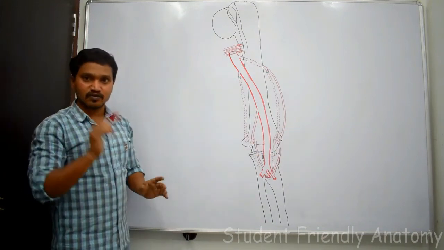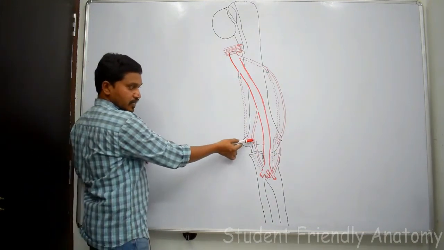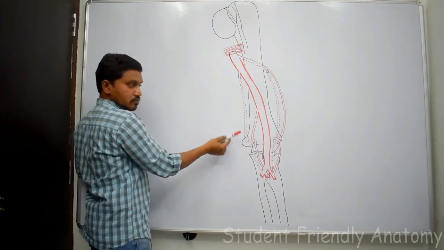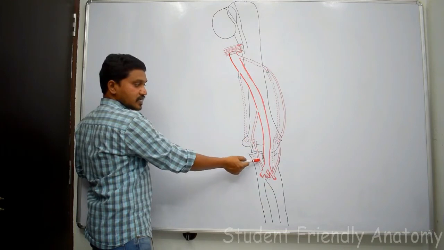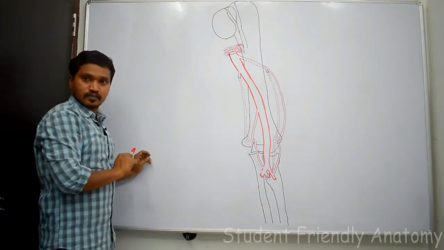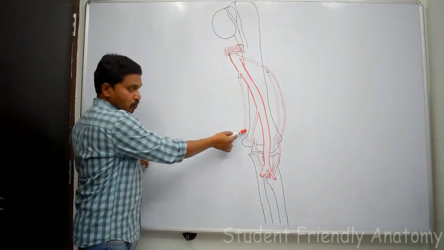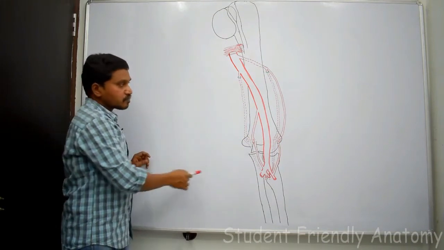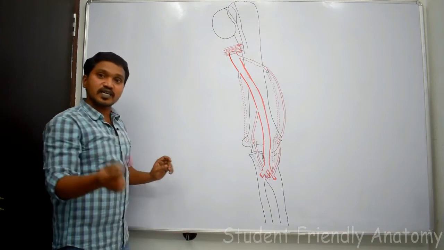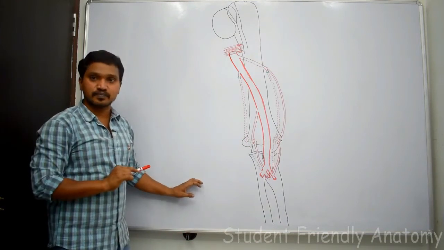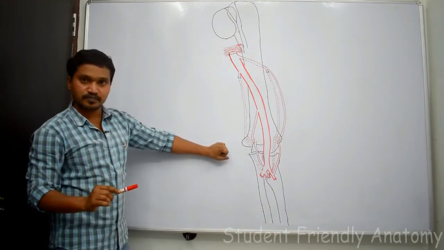Okay, recollect once again. Anterior to the medial epicondyle, anastomosis between the inferior ulnar collateral and anterior ulnar recurrent. Then posterior to the medial epicondyle, superior ulnar collateral and posterior ulnar recurrent. That's it in the medial part.